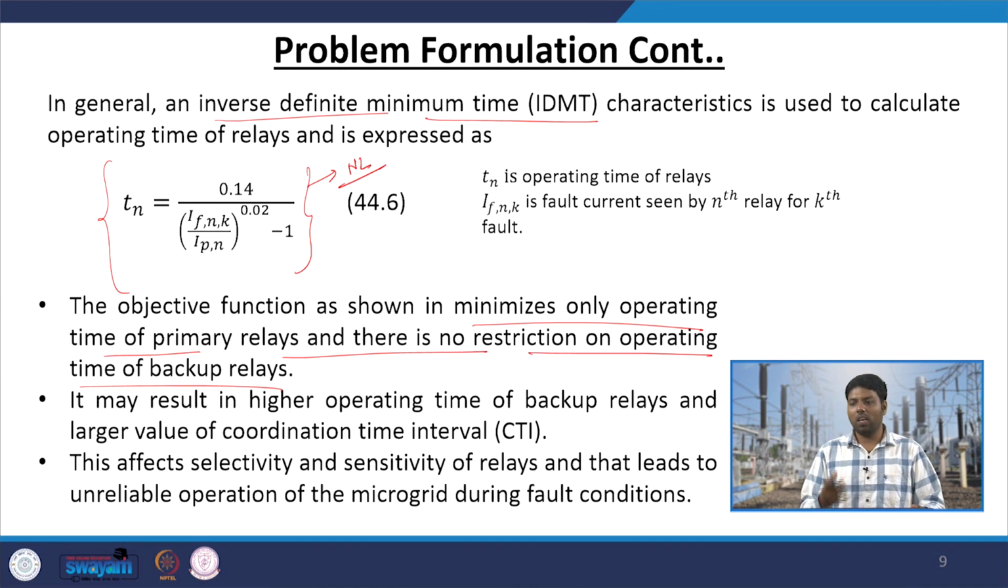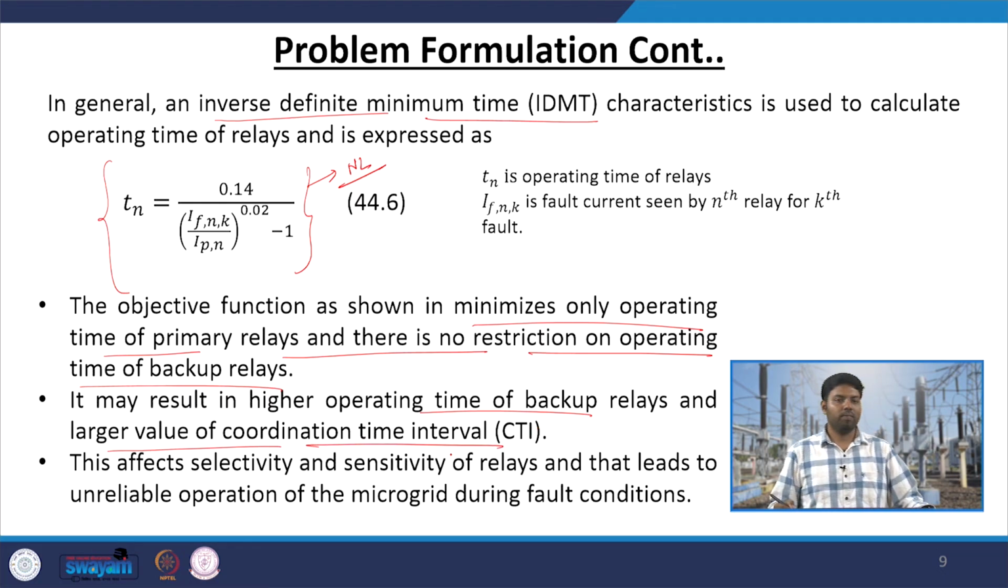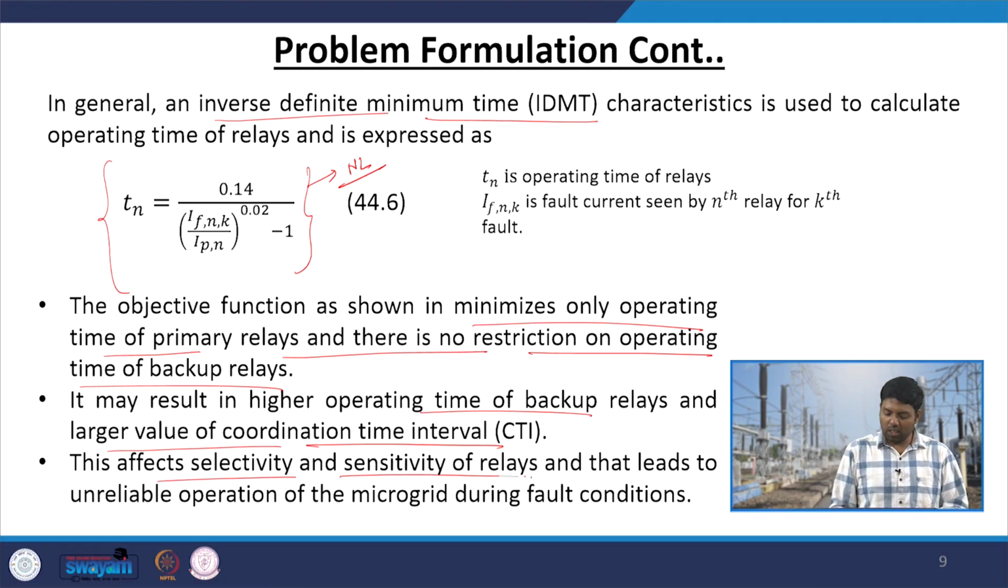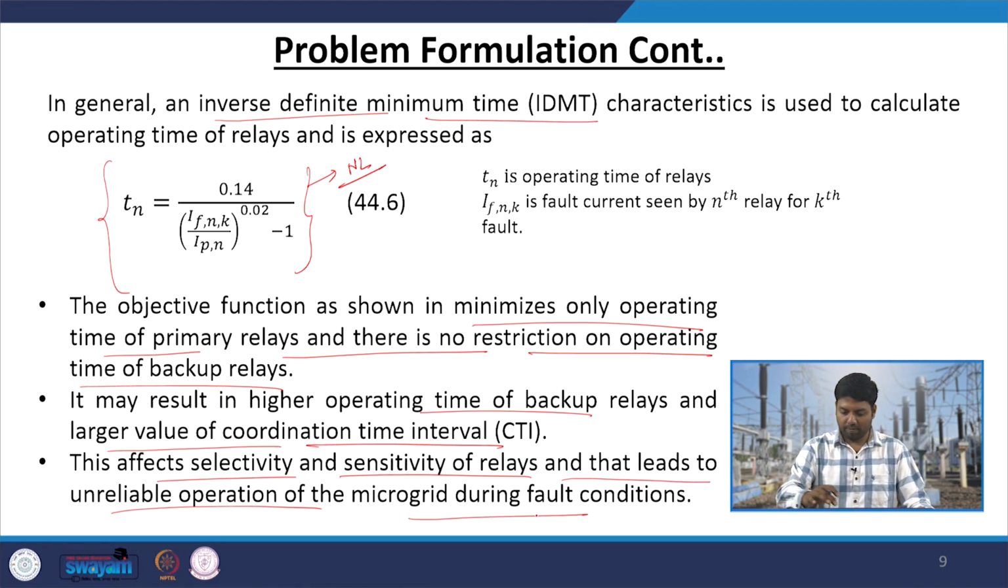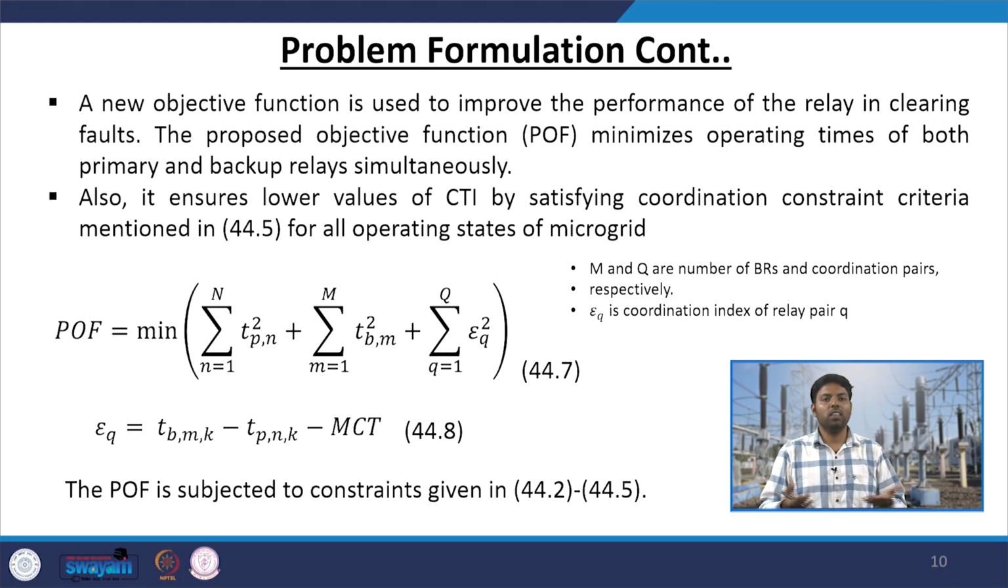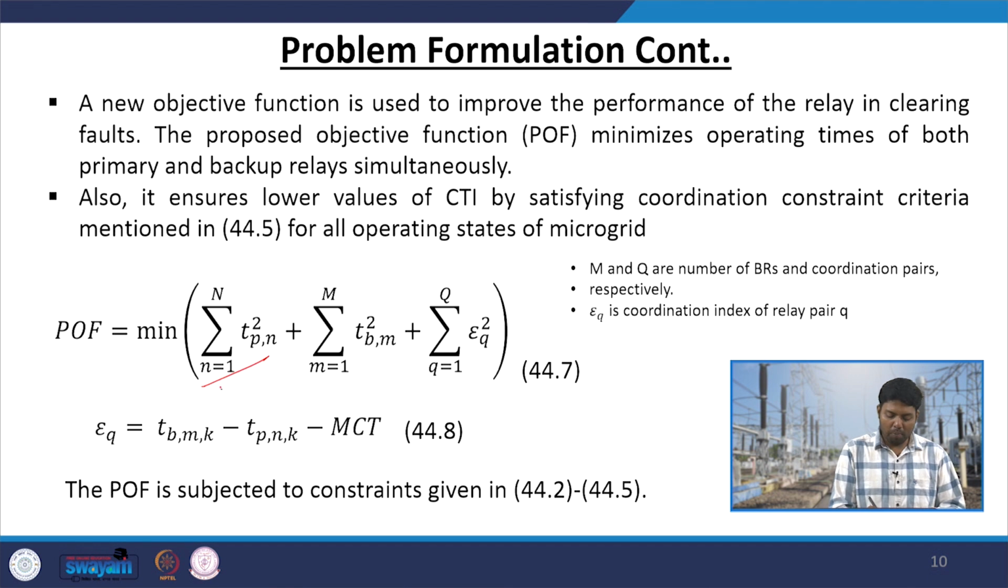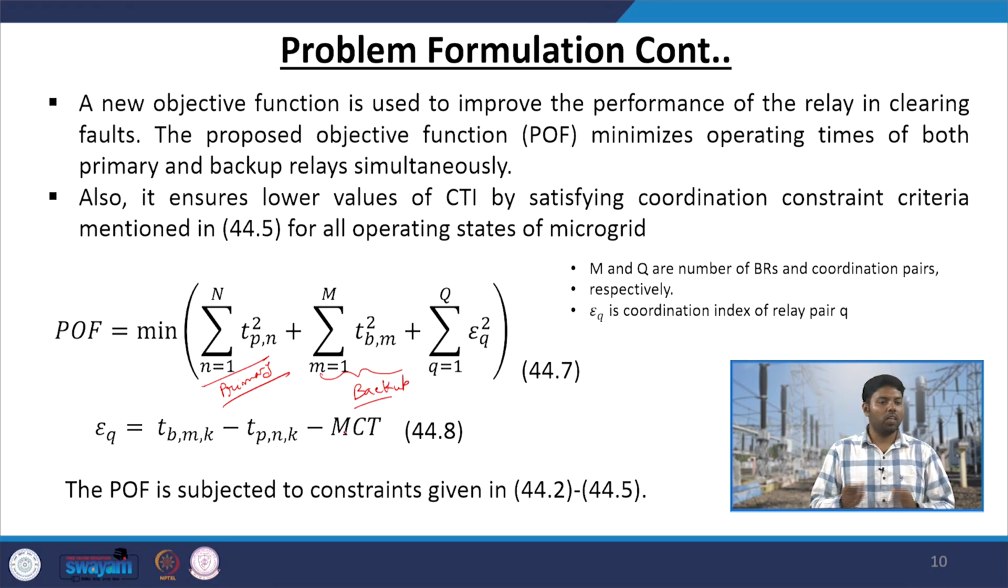So, then you have to perturb or revise your objective function. If you do not revise this, then the backup relay will operate at a higher operating time and a larger value of coordination time interval. This affects the selectivity and sensitivity of the relays, and that leads to unreliable operation of the microgrid during fault conditions. So, how can you revise that objective function? By not only reducing the primary relay operation, you will also reduce the backup relay operation. You have to minimize the total sum of that time.